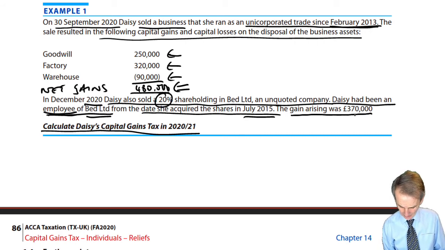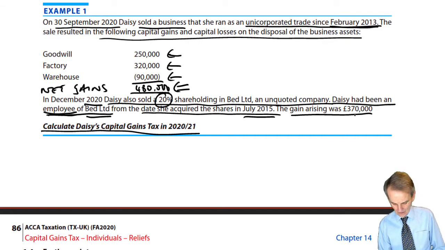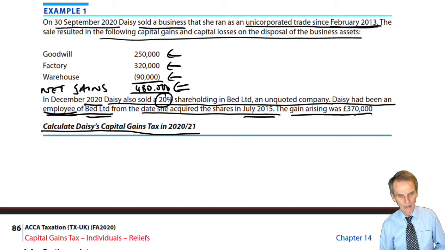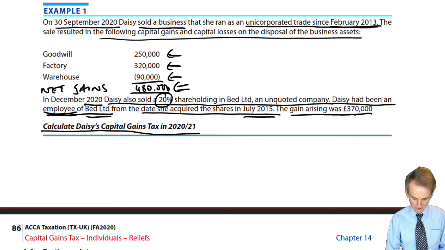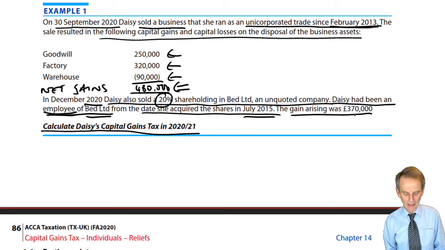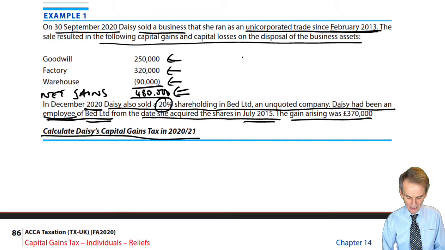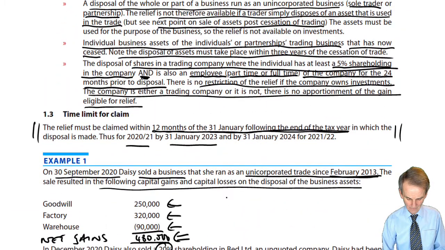The gain on those shares was £370,000. Now, we've got to put that together to work out the CGT liability. And that will be a simple enough exercise. We will take those gains and ask, do they qualify? We'll see why they do qualify in a moment, and then we'll tax those gains at the CGT rate of 10% applicable to this relief.